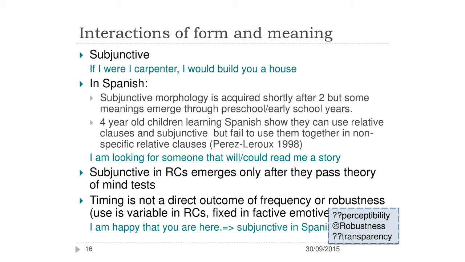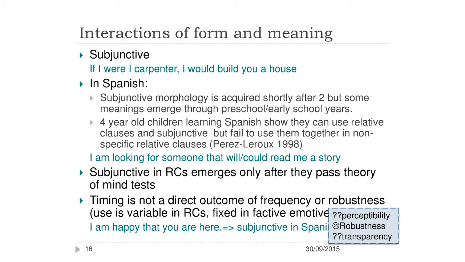And the timing then is not a direct outcome. The timing of these subjunctive constructions has nothing to do with robustness. Relative clauses are variable. They come in right with the conceptual development of false beliefs. But you have other aspects of subjunctive, like the subjunctive that we use in factive emotive verbs. I'm happy that you are here. That "are" would be in subjunctive in Spanish. And that is much later, even though it's a categorical form of use. Every time you see the predicate to be happy, the following clause will have fixed subjunctive. So their robustness is not looking good.